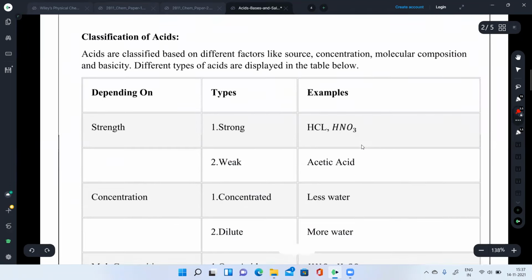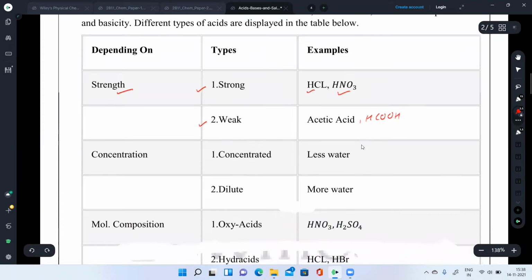Now the classification of acid on the basis of strength. Strength means how they actually release H plus ion. If they release H plus ion very efficiently, the acid is known as strong. Examples of such acids are HCl and HNO3. Weak acids are acetic acid, formic acid, and methanoic acid.